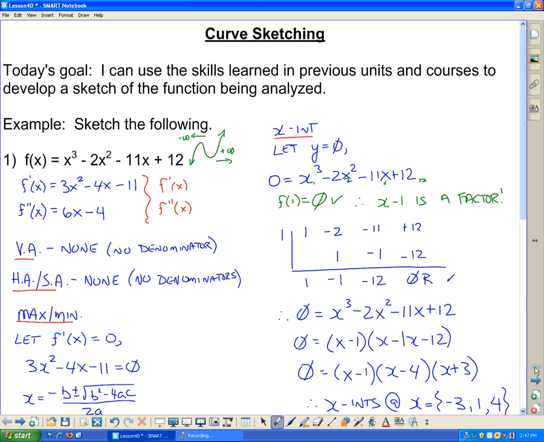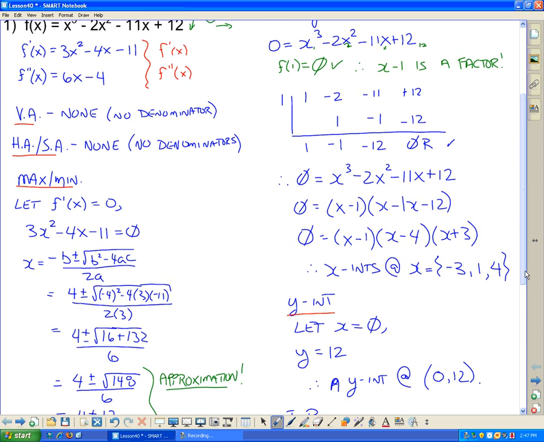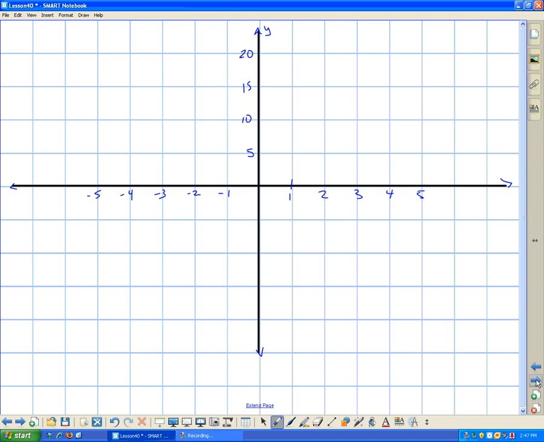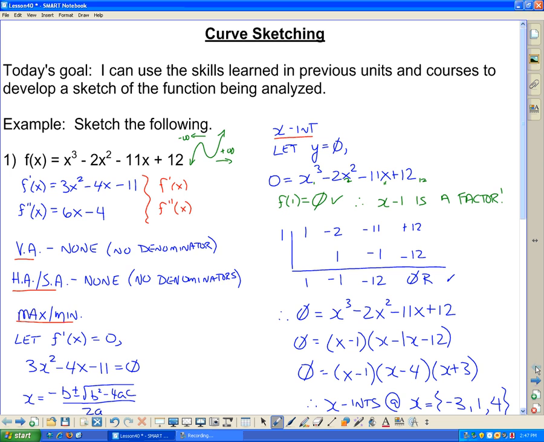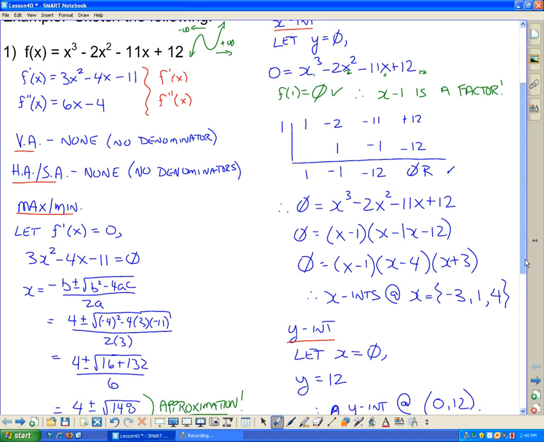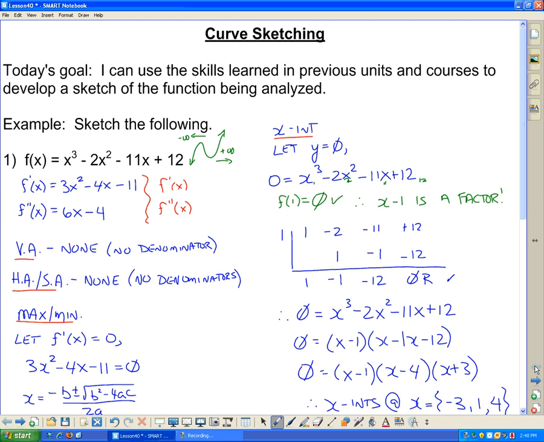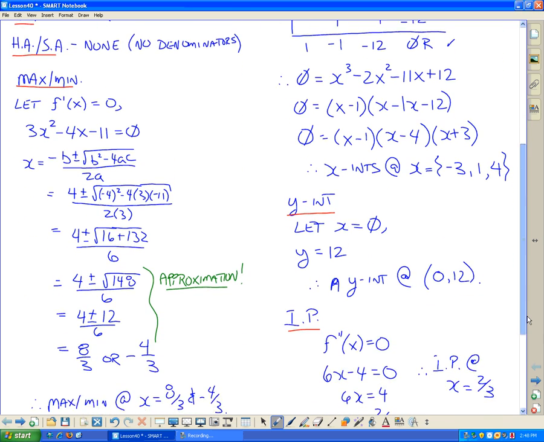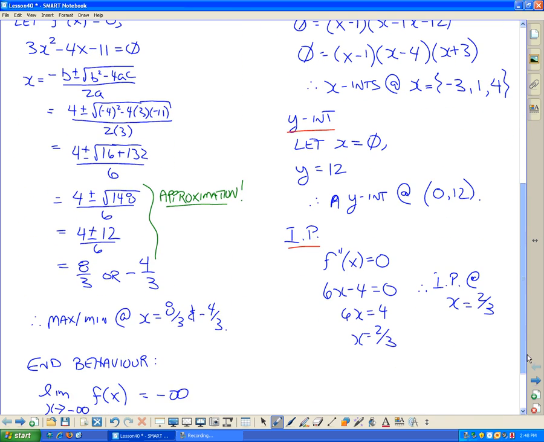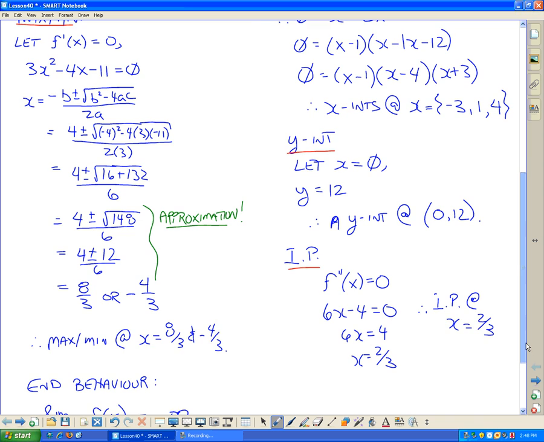This is a little bit easier for you than it is for me. No asymptotes, x and y intercepts. I can put those on. -3, 1, and 4. So put a nice dot there. -3, 1, 4. Okay. Scrolling down here. Y-intercept at (0, 12). There somewhere. All right, and inflection point at x equals 2/3.